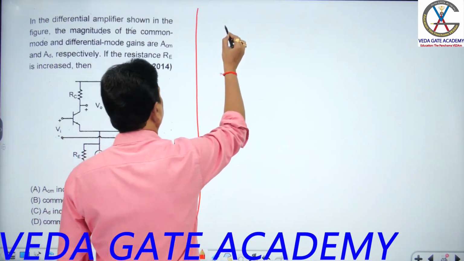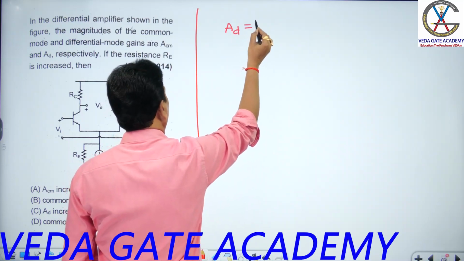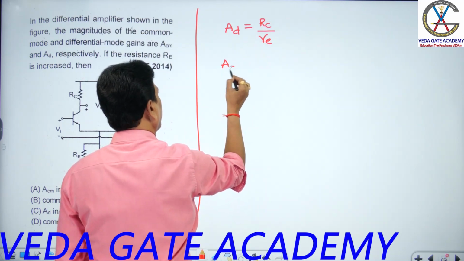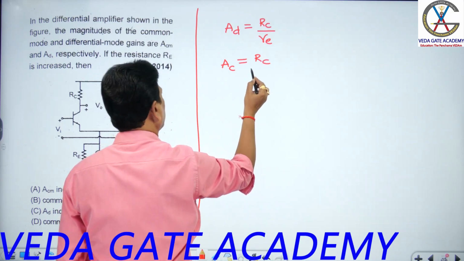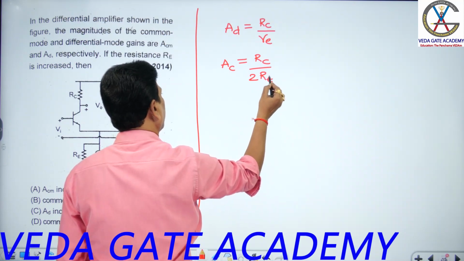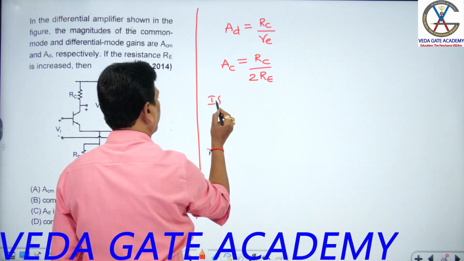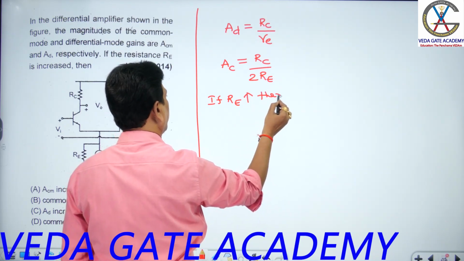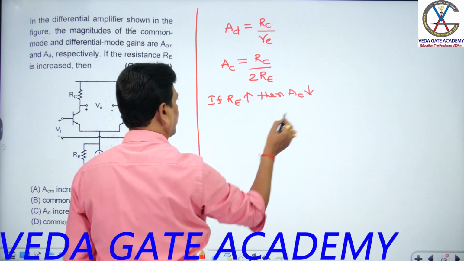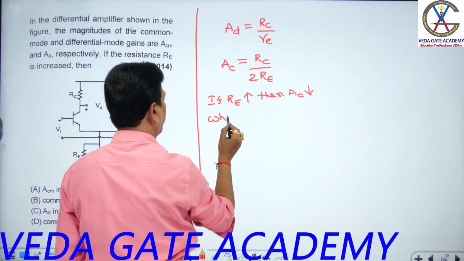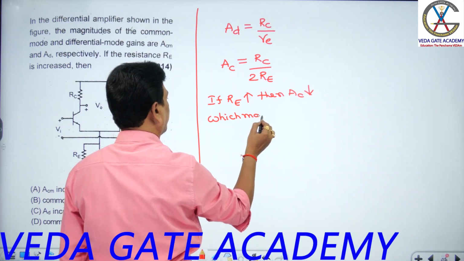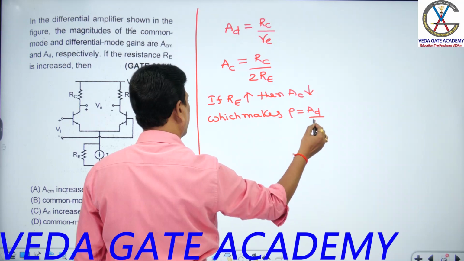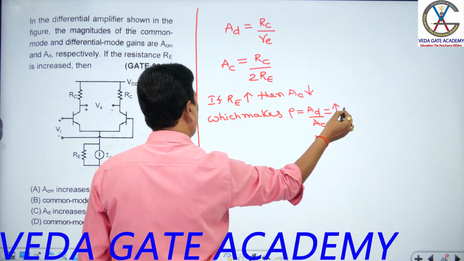Already I told that this is the formula for AD: AD equal to RC by RE, the differential gain. ACM equal to RC by 2RE, the common mode gain. So if RE increases, then you already know ACM decreases, which makes rho equal to AD by ACM increase.